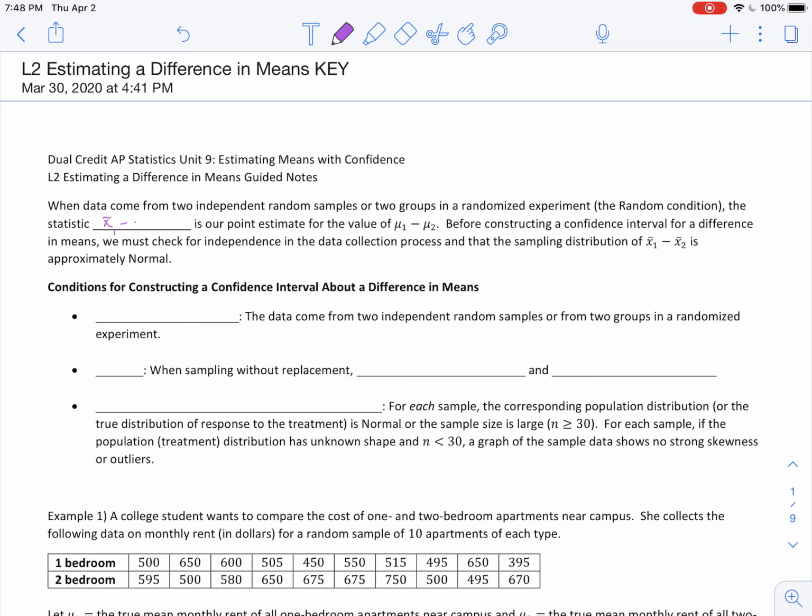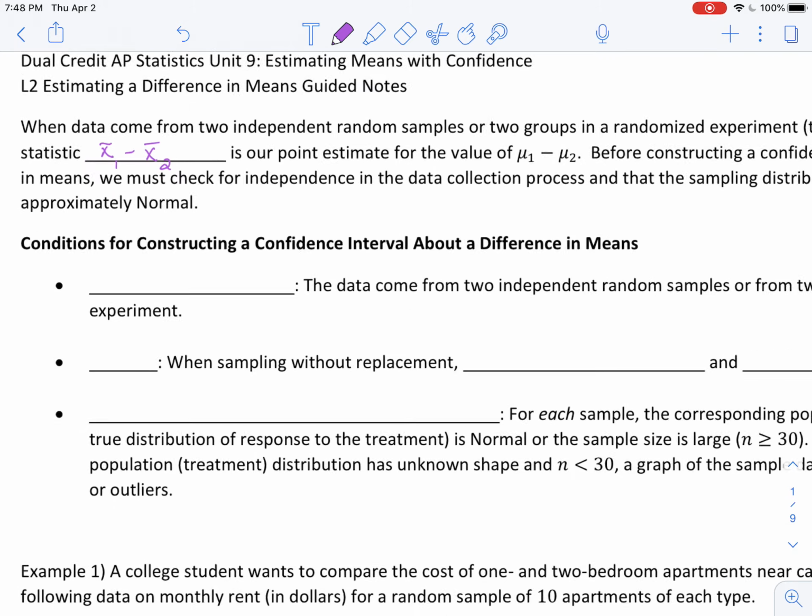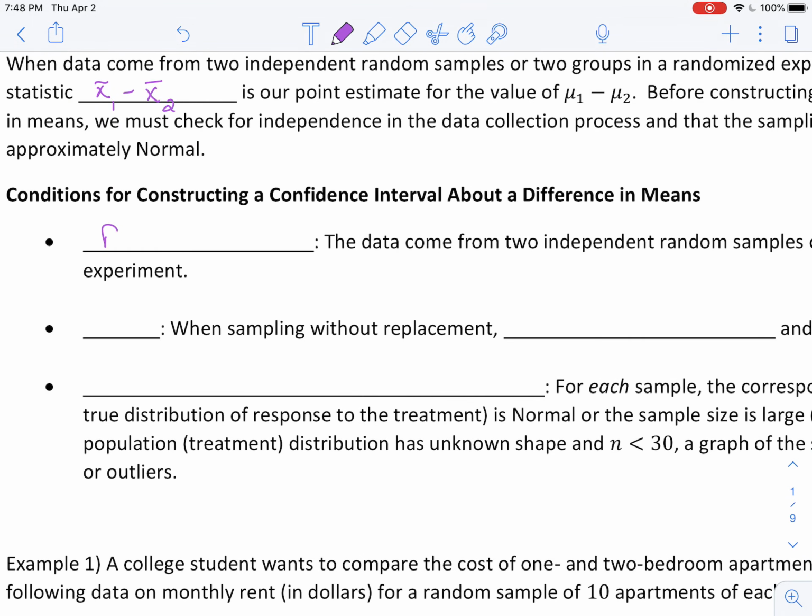But we have a test statistic. It's going to be our point estimate for mu sub 1 minus mu sub 2. And we're just going to use x bar sub 1 minus x bar sub 2. So the difference of our sample averages is our point estimate for the difference in the population averages. As always, before you can make this confidence interval, you have to check for independence and you have to check for randomness. You have to check all your conditions.